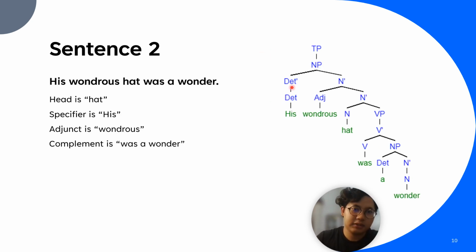And then the next sample is the sentence, "His wondrous hat was a wonder." So the head here is hat because we are talking about a hat, and that's a noun, so noun phrase. So let's be more specific. Whose is it? It's his. So his is the specifier. Can we give more info about the head? A hat. The sentence says it was wondrous, so wondrous is the adjunct. And now to complete "his wondrous hat" so that it becomes a complete sentence, we need something. So the complement is "was a wonder."